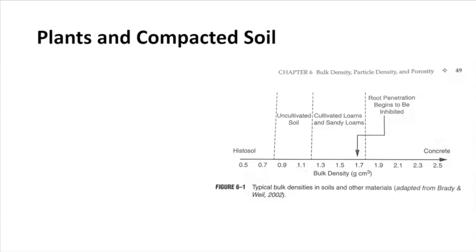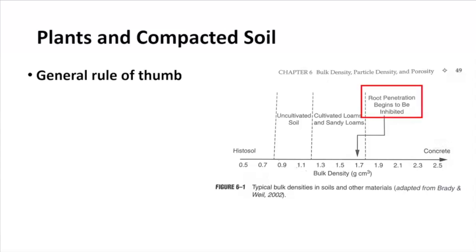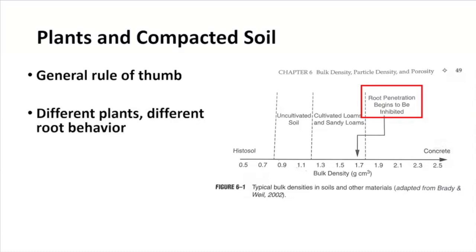And what we have here is bulk density. We have a general rule of thumb that if that bulk density reaches 1.7 grams per centimeter cubed, that's when a lot of researchers noticed that root penetration begins to be inhibited. However, different plants are going to have different root behavior. Some plants are just generally going to have more aggressive roots, or just have the ability to penetrate that bulk density a little better.